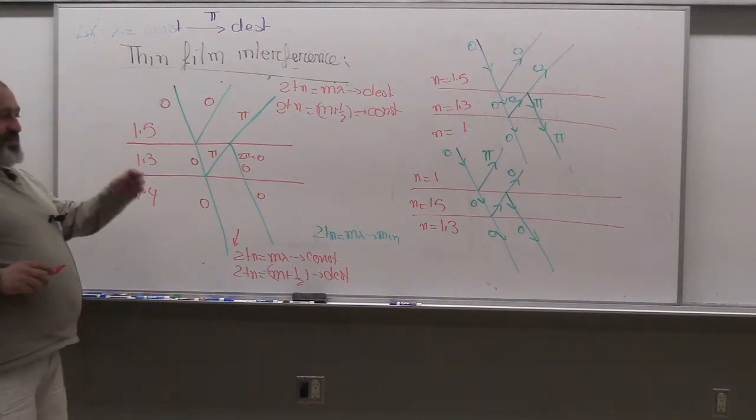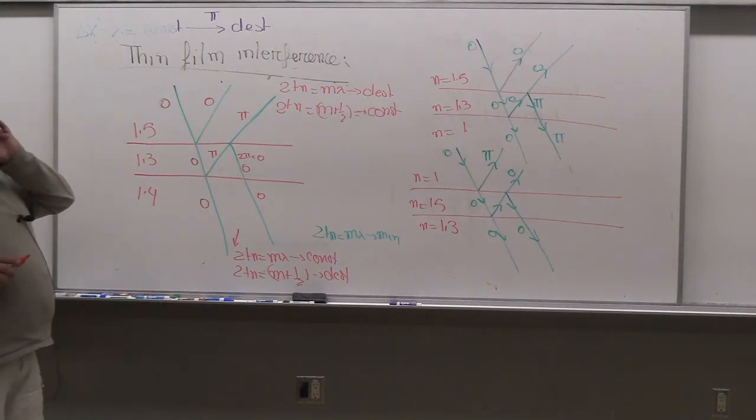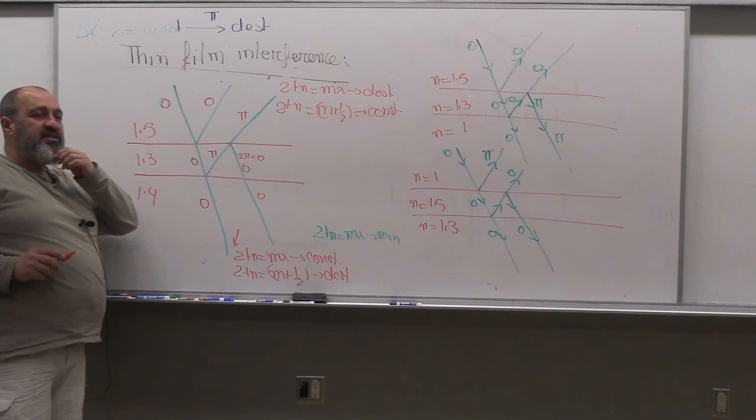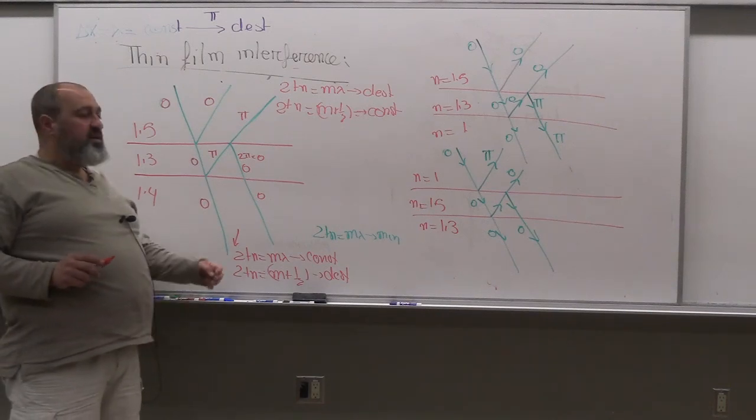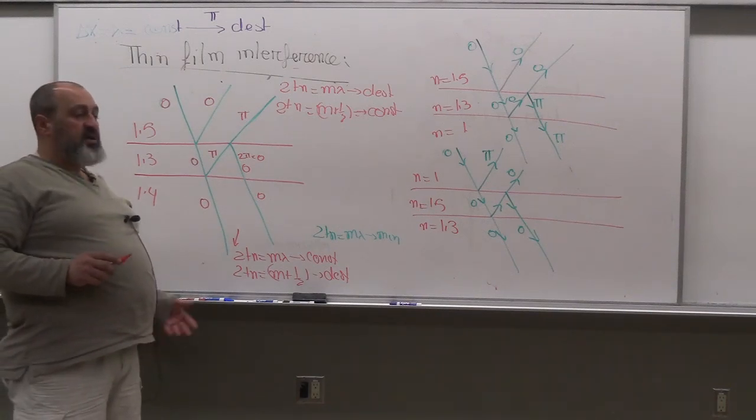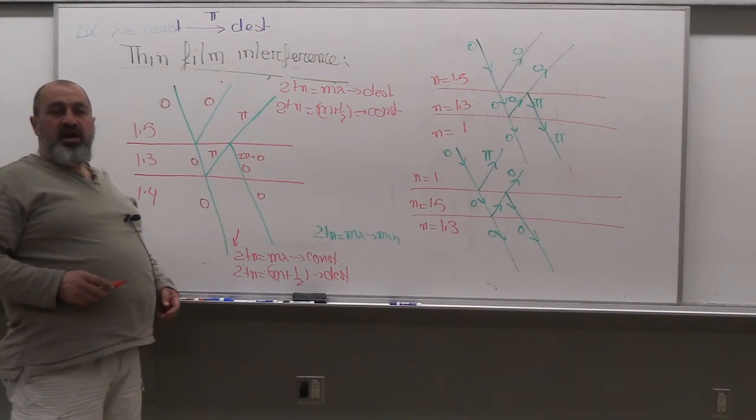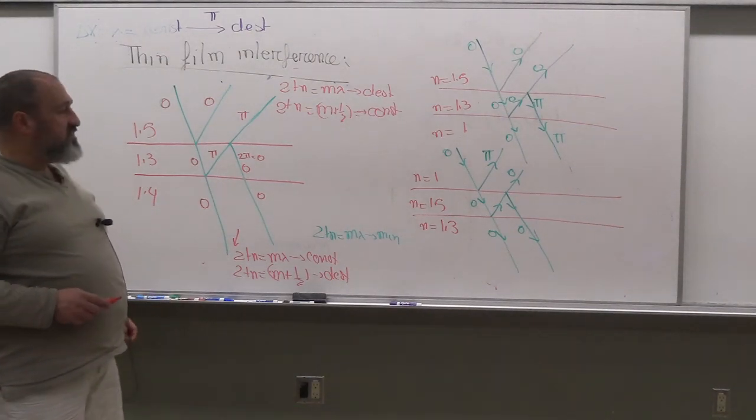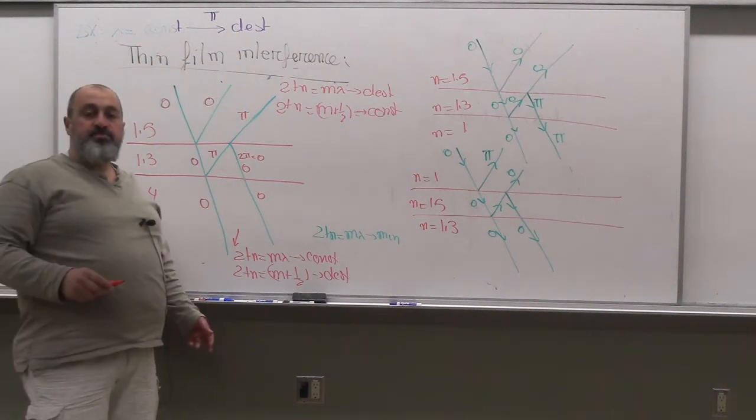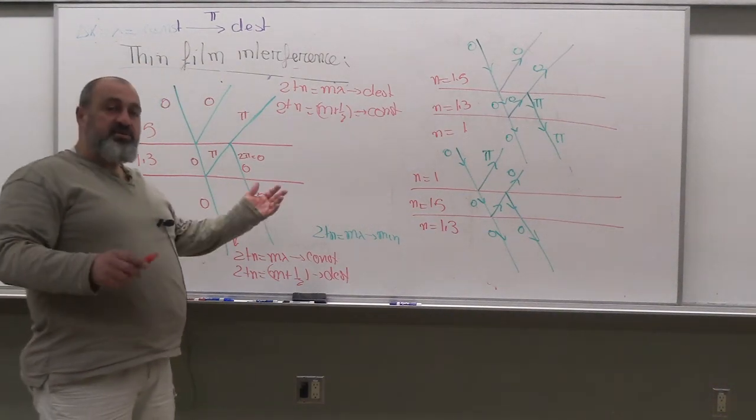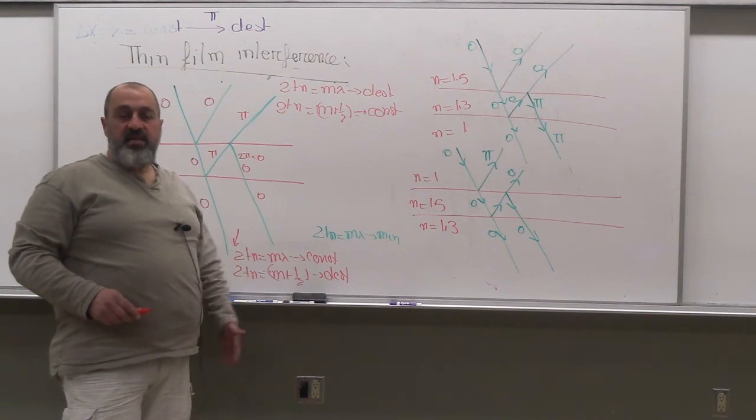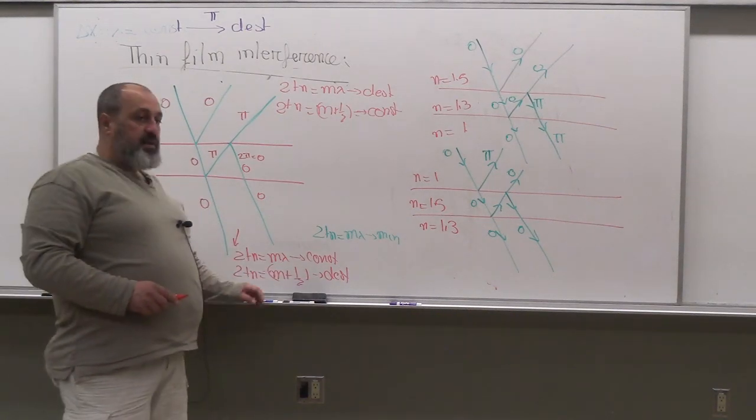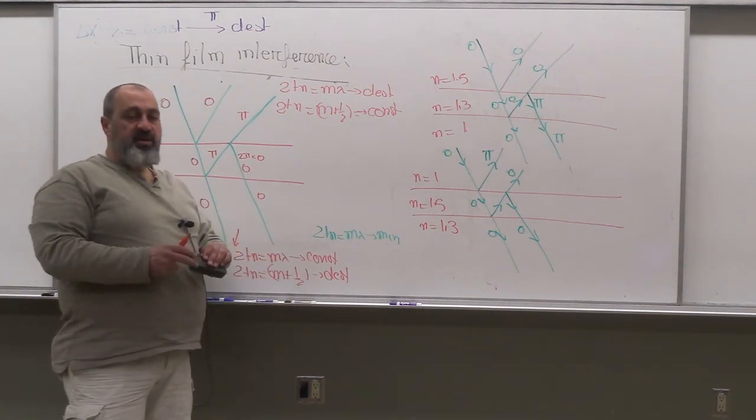So you play games with that. For example, you construct some setup with an index of refraction of 1.5 or whatever, and a wavelength of whatever it might be. What are the thicknesses that would allow you to have constructive and destructive interference in transmission and in reflection? Okay, we're going to pause here and continue with wedges shortly.